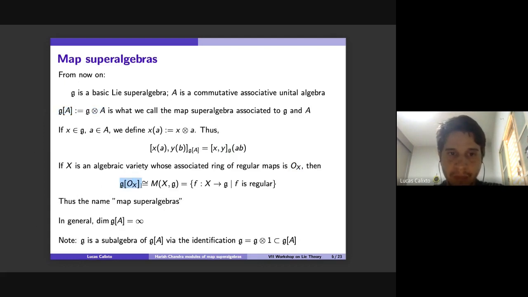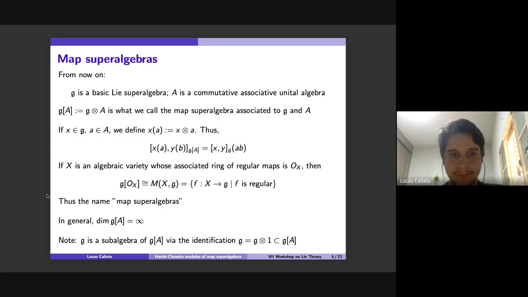If we consider this superalgebra, it's not hard to show that it is isomorphic to the superalgebra of maps. In other words, the elements of this are functions from X to g, where f is regular. Here we consider g as an algebraic variety as well. So in fact, this abstract construction is a very concrete one in which the elements are maps between two algebraic varieties.